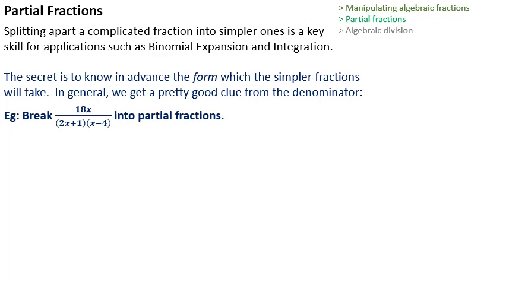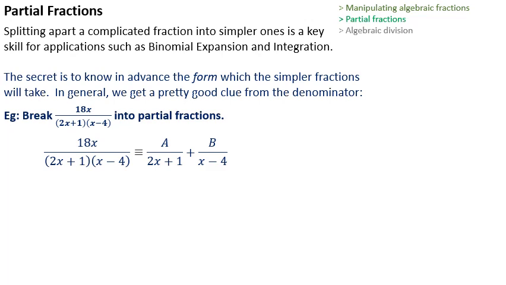Let's start with this example. 18x over 2x plus 1 times x minus 4. This is the form that we would expect to get. And this is the most important thing to get your head around for partial fractions. When you look at a complicated fraction, you can generally figure out what the two simpler fractions will look like, roughly speaking. You can't tell what the numbers will be on the top, but you can tell what the denominators should be. So essentially, we pick up our clues from the denominator of the original fraction.